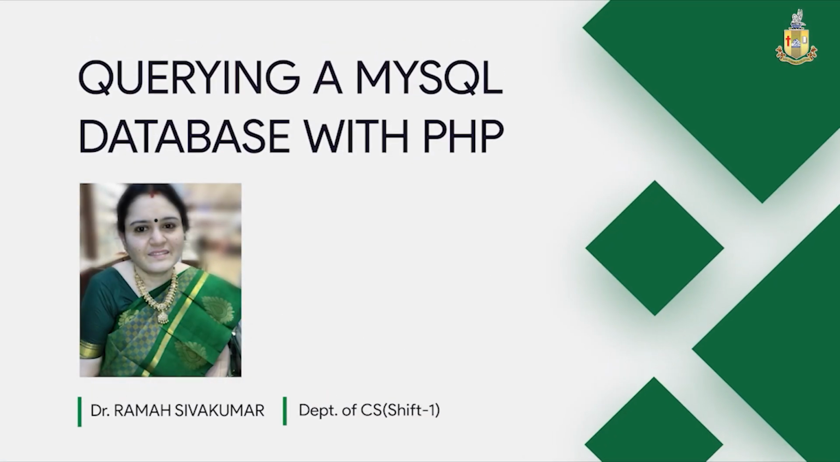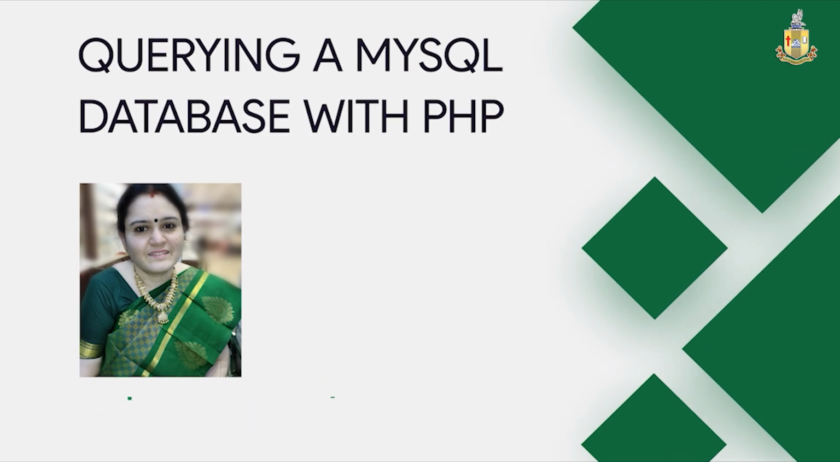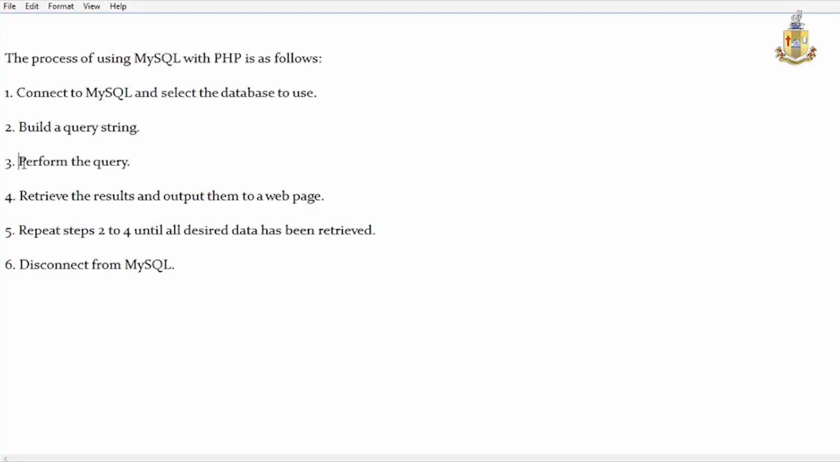Hello friends, today we are going to learn about querying the MySQL database through PHP. For querying the database, 6 steps have to be followed. The first step is to connect to MySQL and select the database to use.